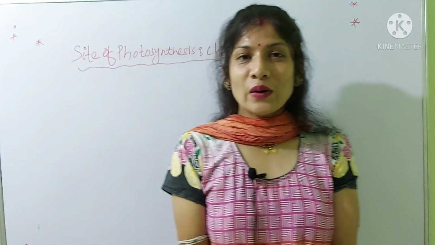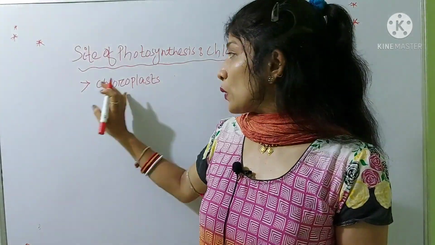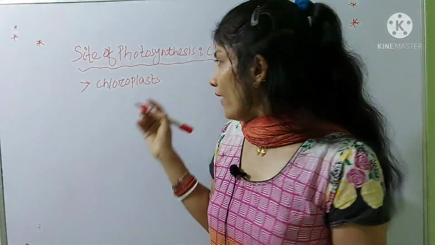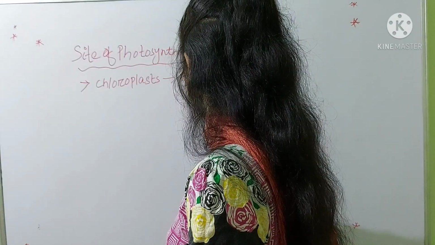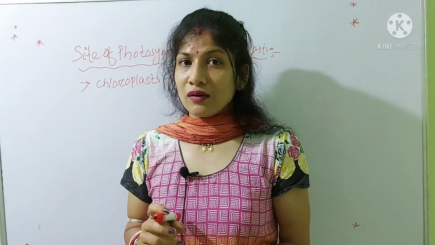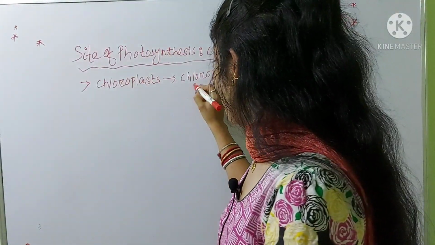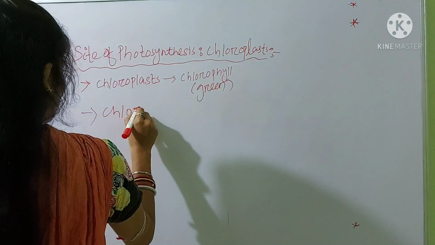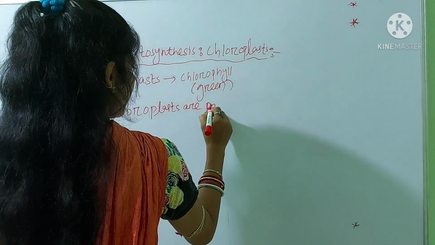Okay students, now we start the site of photosynthesis, that is the chloroplast. The chloroplast is the green colored cell organelle where photosynthesis takes place, and the chloroplast contains the green pigment, that is the chlorophyll. The chloroplasts are present in the photosynthetic cell.